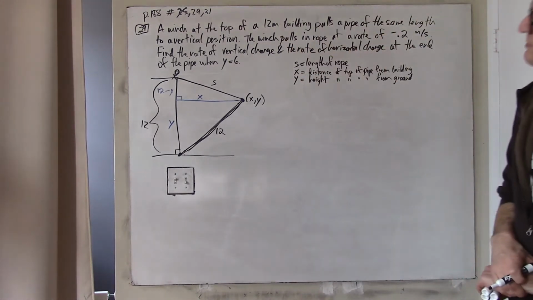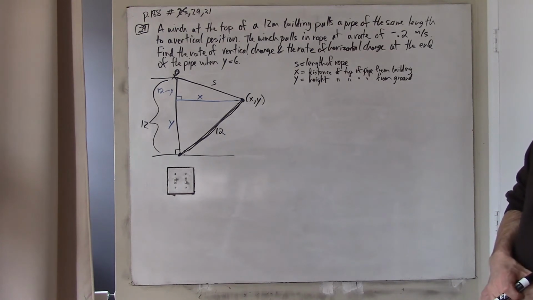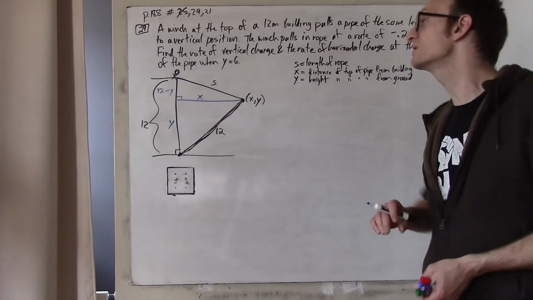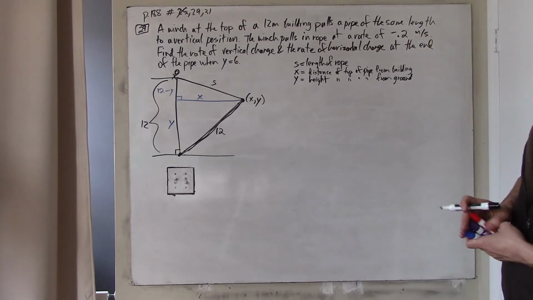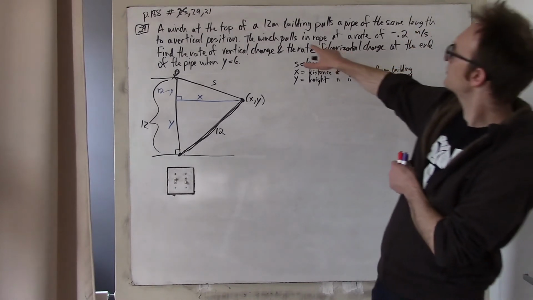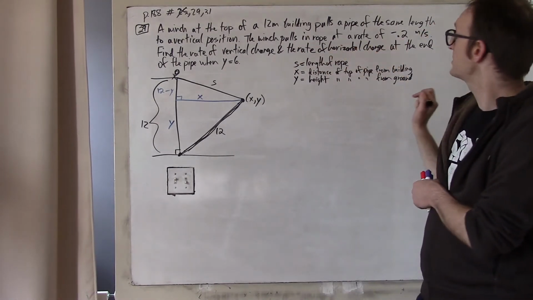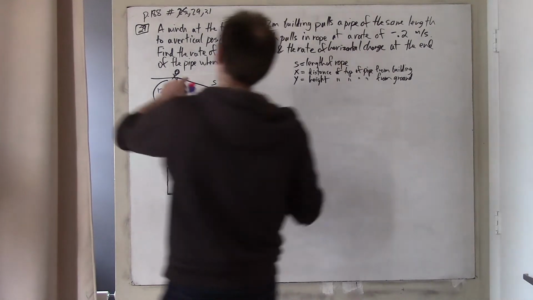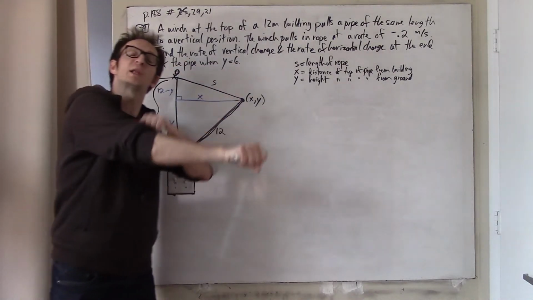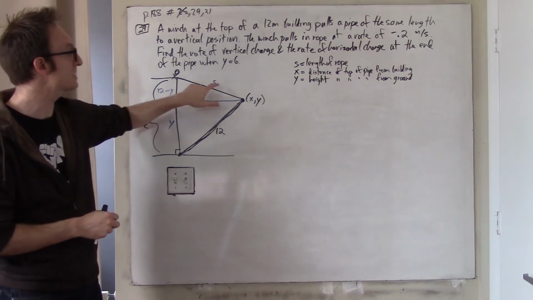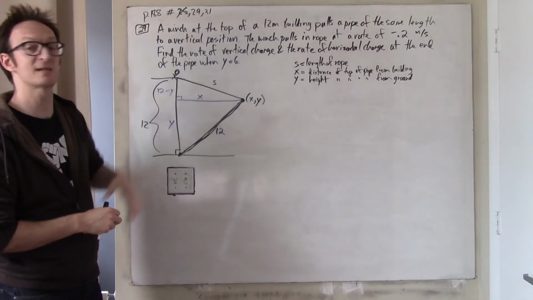Read and understand the problem, draw a picture, pick variables for the quantities which are changing, add those variables to your picture. Now let's state the information given in the problem in terms of those variables. What am I being told? I'm being told that the winch pulls in the rope at a rate of negative 0.2 meters per second. In other words, this person up at the top is pulling in this rope at a constant rate. And if they're pulling in this rope at a constant rate, what's happening to s? Well, s is getting smaller.